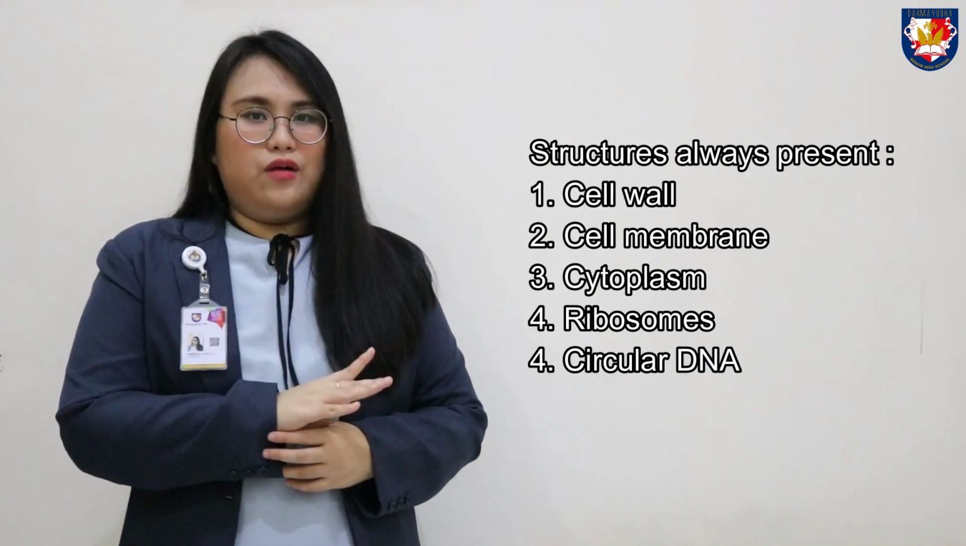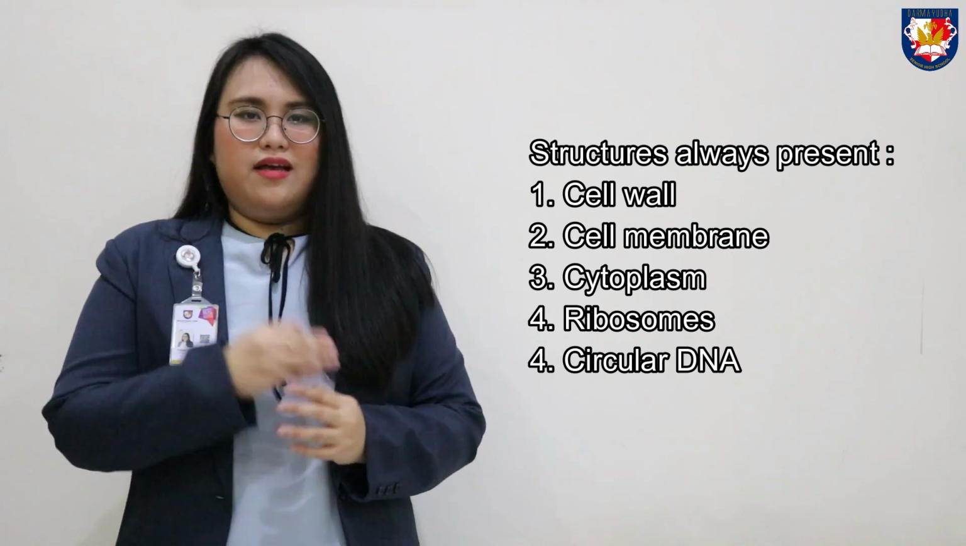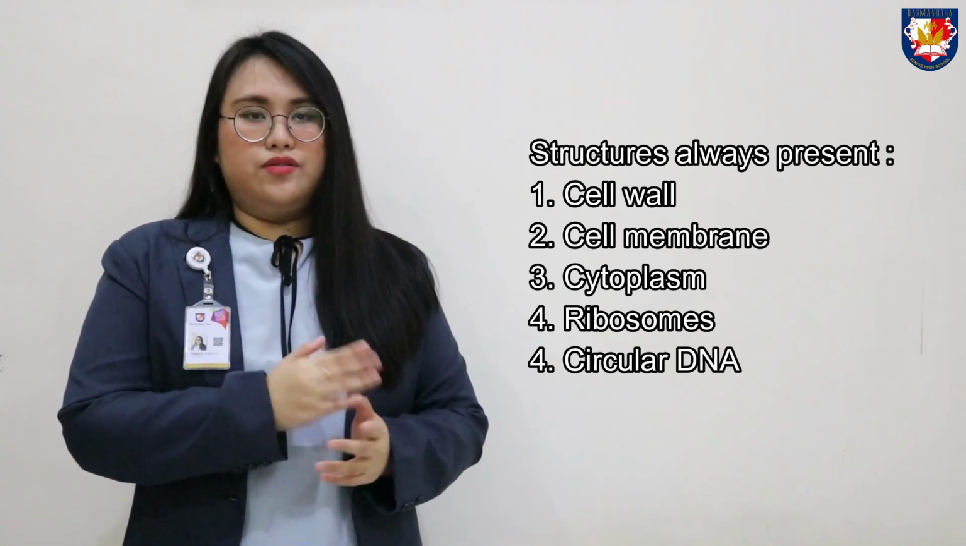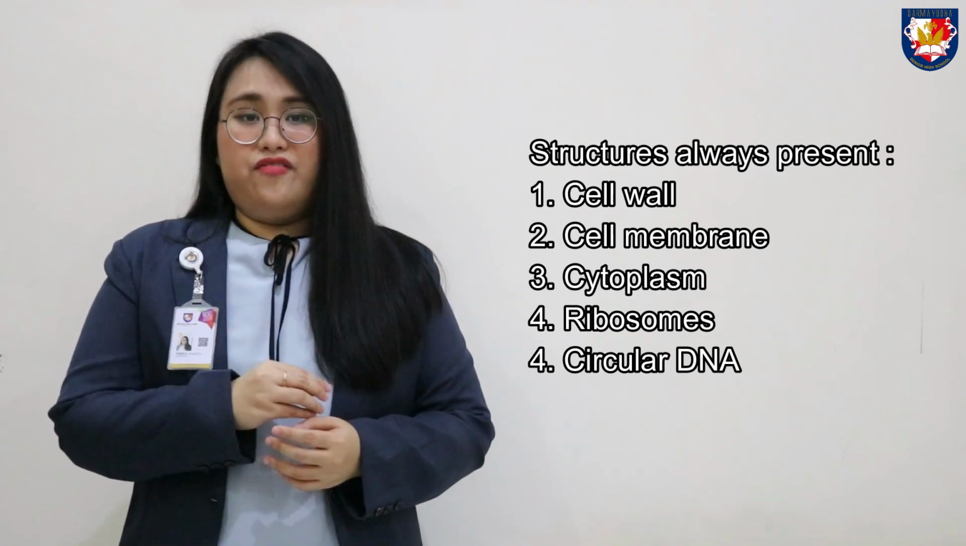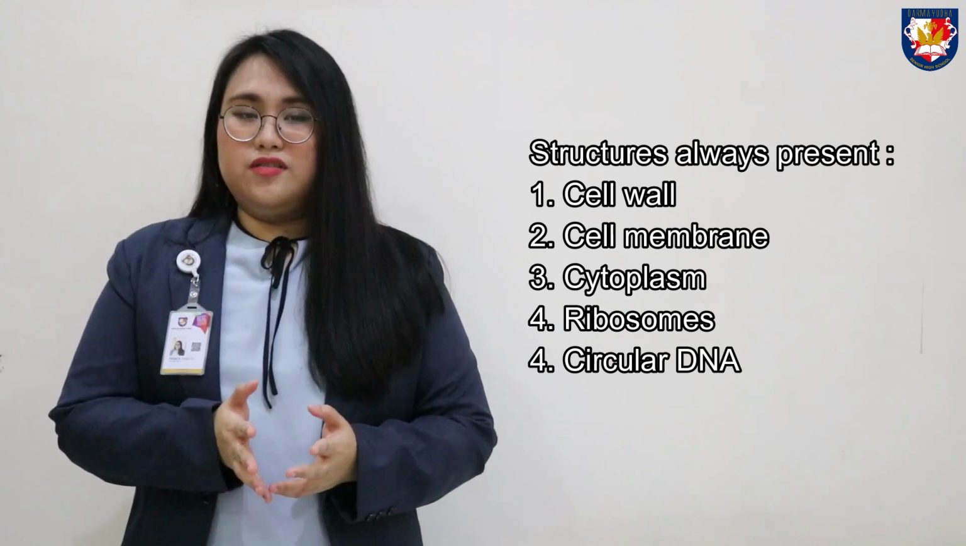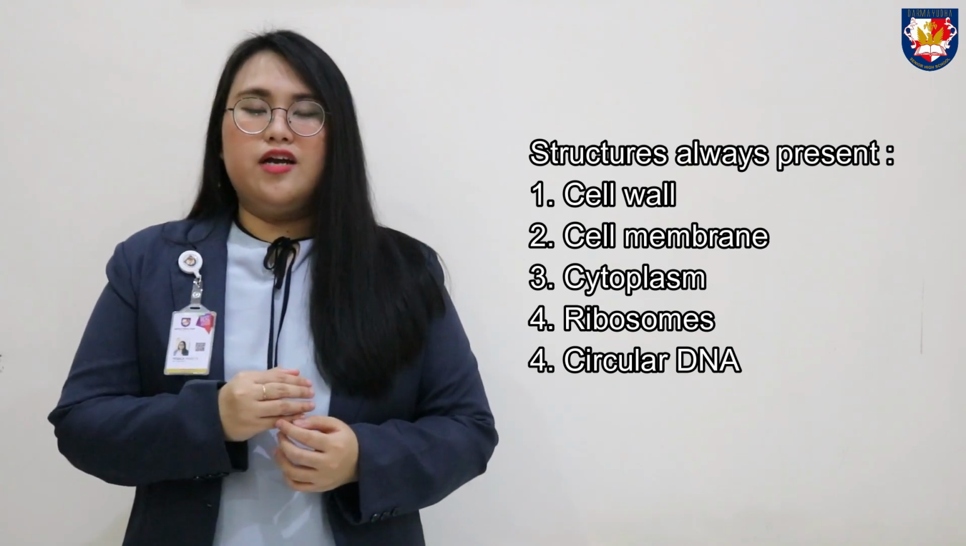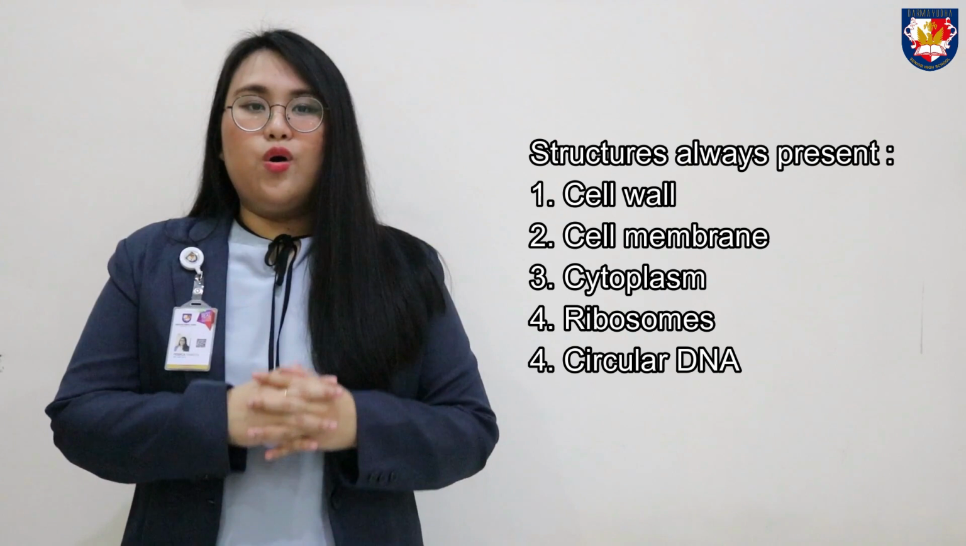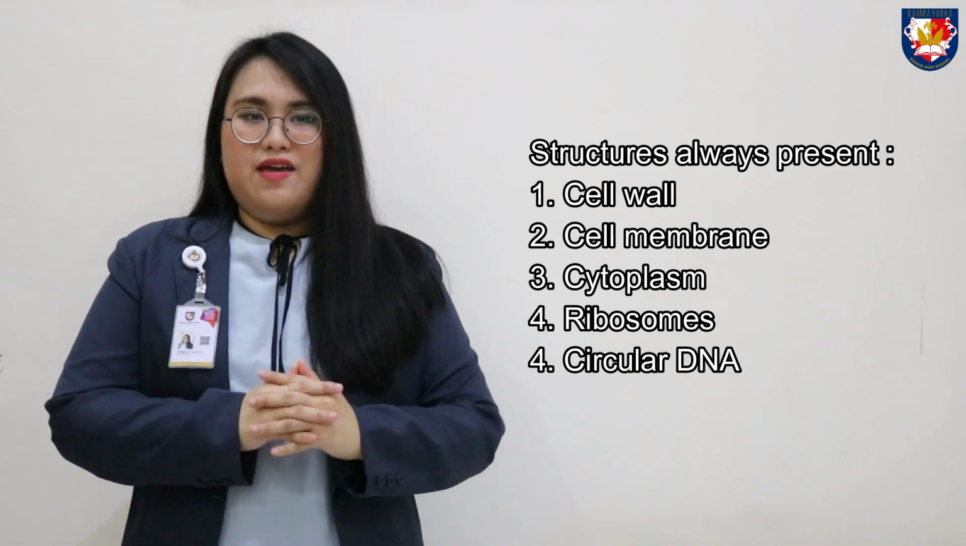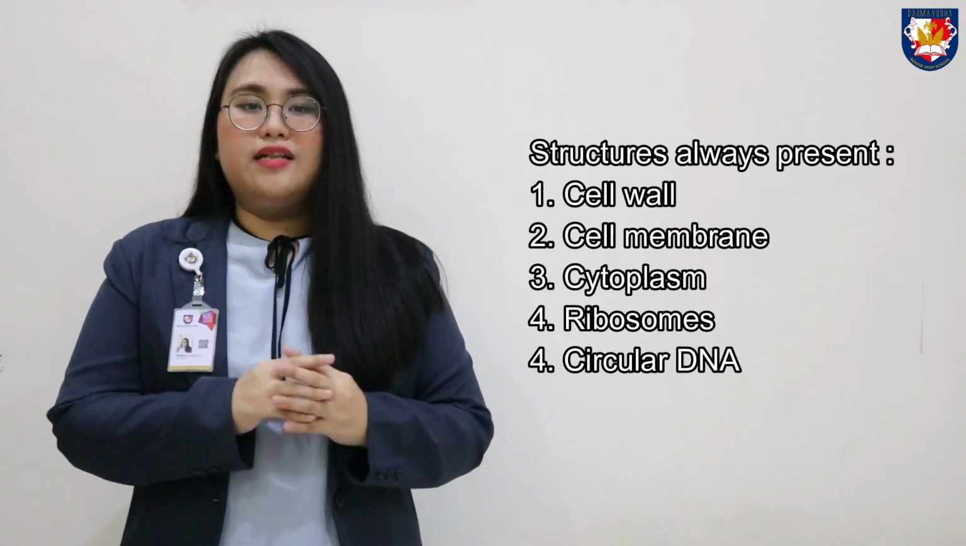So now let's take a look at the structures of the bacterial cells. From these pictures, you can see that the bacterial cells have a few organelles, divided into 2. Let's take a look at the first one. You can see that there is the cell wall at the outer side. After that, there is the cell membrane. They also have the cytoplasm. After that, they have the ribosomes. And next, they also have the circular DNA. All these structures are always present in bacteria. It means all bacteria have all those structures.